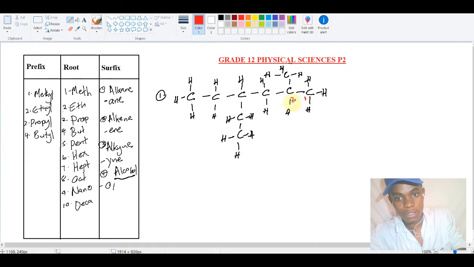So it's 1, 2, 3, 4, right? When you get to number 4, if you go this direction, you still have a branch of 2 carbons. If you go this direction, you still have a branch of 2 carbons. So no matter which direction you go, it's fine. It doesn't matter because you have got the same branch. So if you go here, this will be 5 and then 6, right?